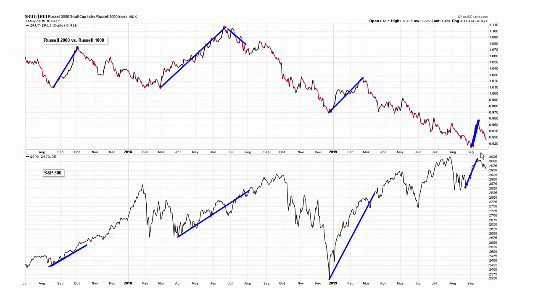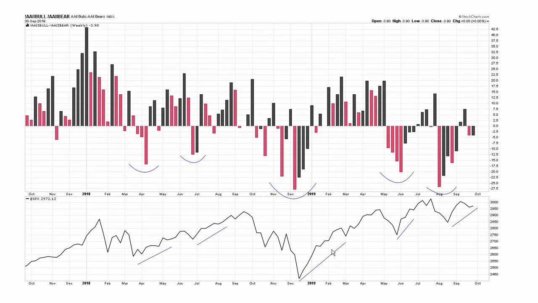So if the market is going to rally, we need this Russell 2000 versus Russell 1000 to go up. Small caps need to outperform for long enough for the market to gather momentum and achieve escape velocity, so that even when they pull back, the market can continue on. So we're not getting it yet. It needs to happen.